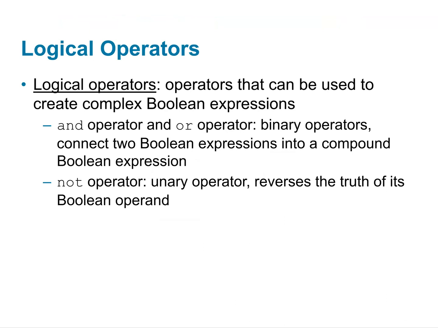Okay, so now we've got all these things. We've got logical operators. We can create complex Boolean expressions this way. So we have and, or, and not. And says, if this is true and this is true, the whole thing is true. Or says, if either one of these things is true, it's true. Not says, if this is not true, it's true.